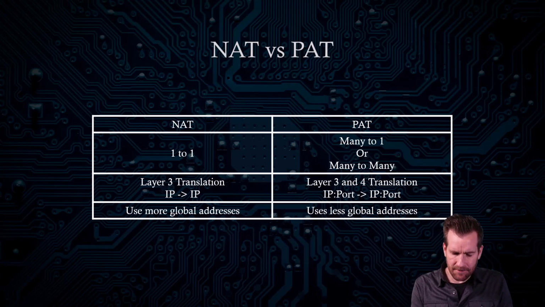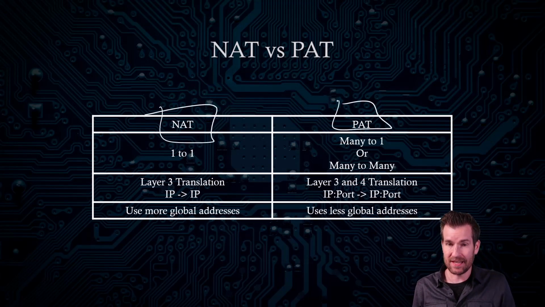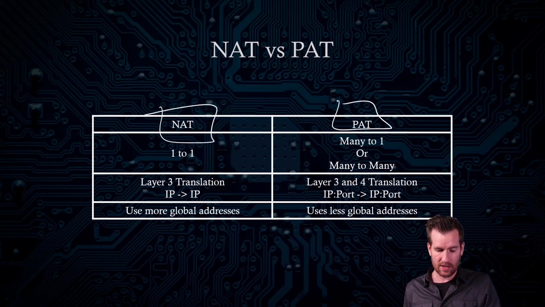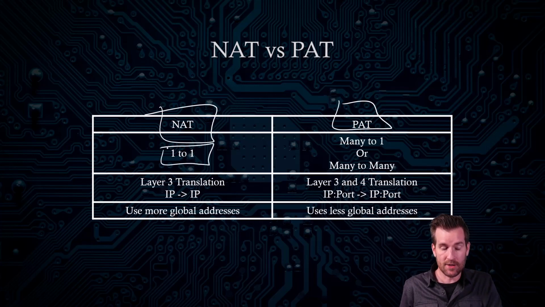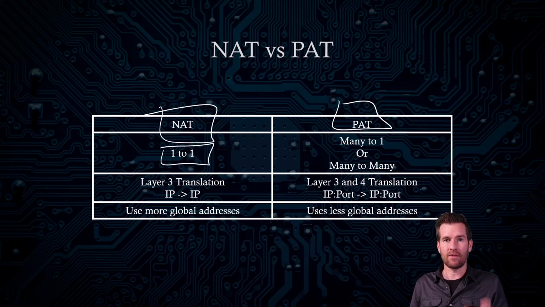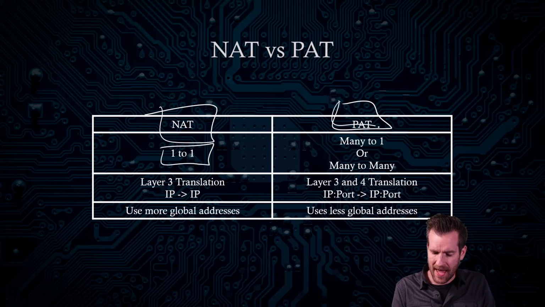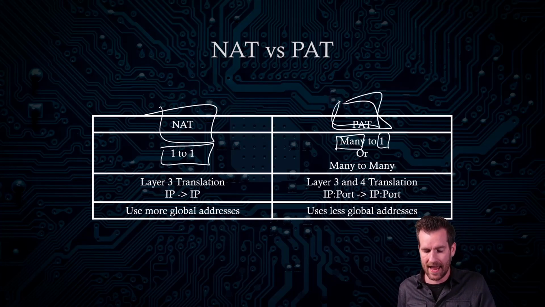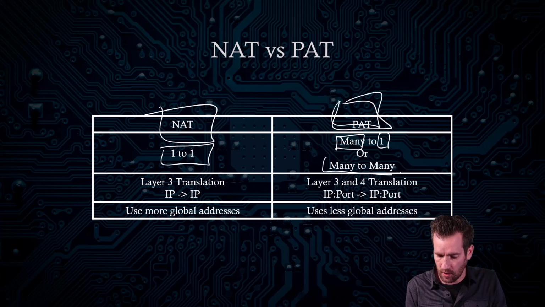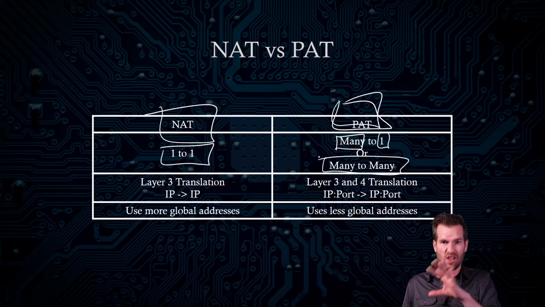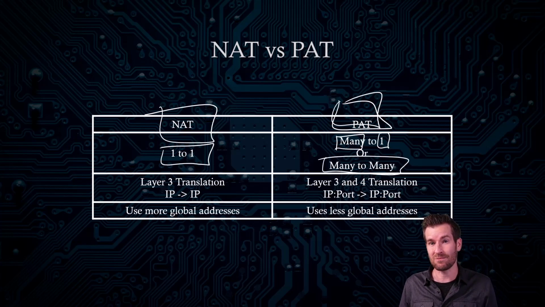So what is the difference between NAT and PAT? Well, this maps it out here. One of them is that NAT is a one-to-one IP relationship. So you have an IP address that's translating to an IP address. Whereas with PAT, I can have many different addresses translated to one address, or I can have some sort of many-to-many. There's a lot of different combinations I can do with port address translation because I include the port on this.